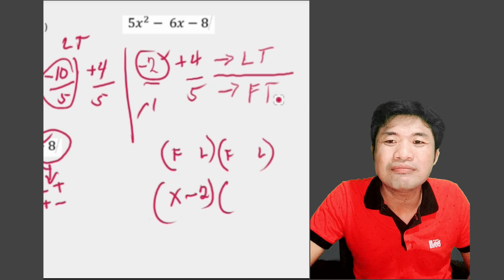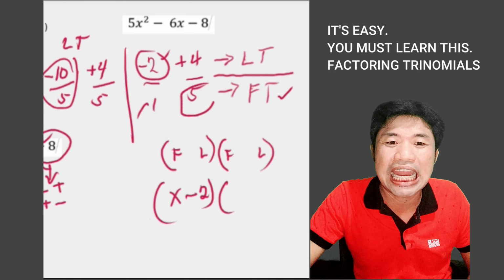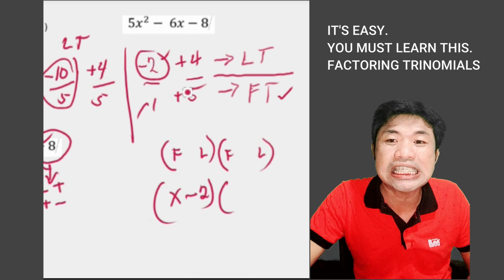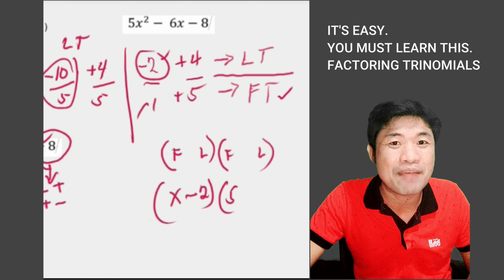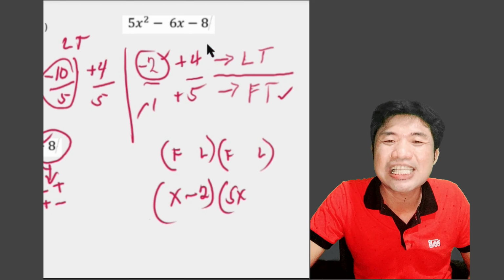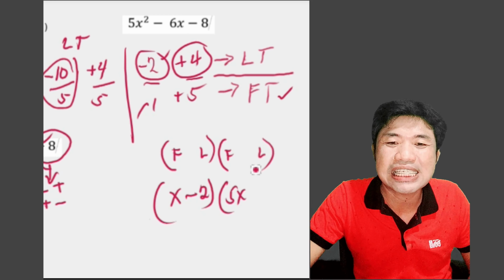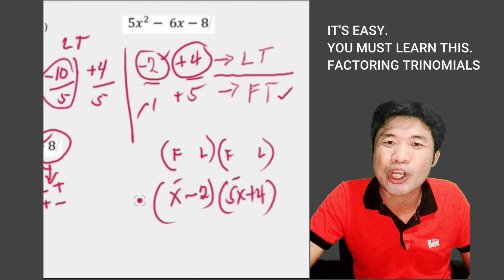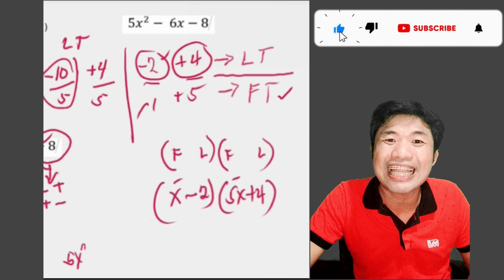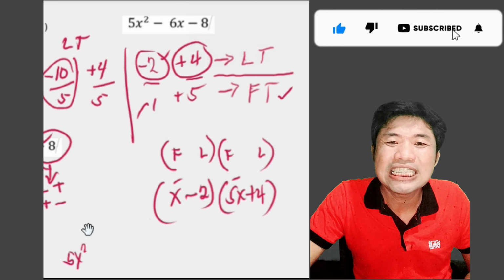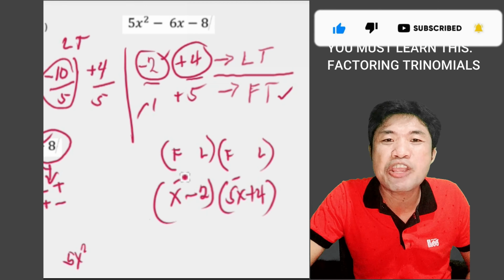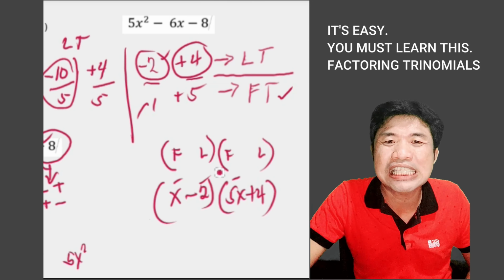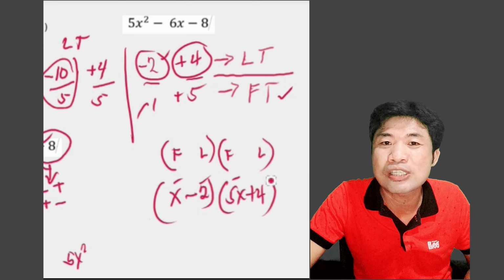First at saka last term din. Kukunin natin yung kabilang fraction natin, yung denominator, which is positive 5. Huwag natin kalimutan yung variable na x. So, lagay natin 5x. At saka yung last term natin na nasa numerator na positive 4. So, lagay natin yung positive 4. Now, meron na tayong factors. So, let us check. Unahin muna natin yung FOIL method. Yung first, tapos yung last, at saka outside, inside.